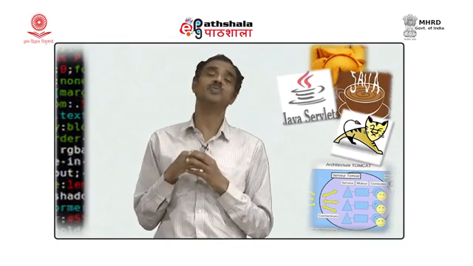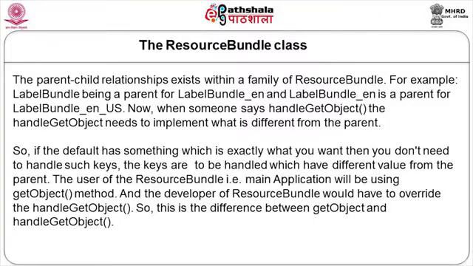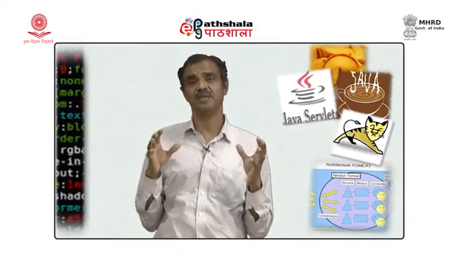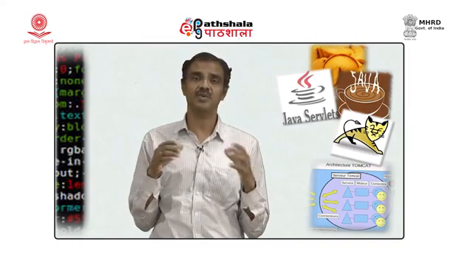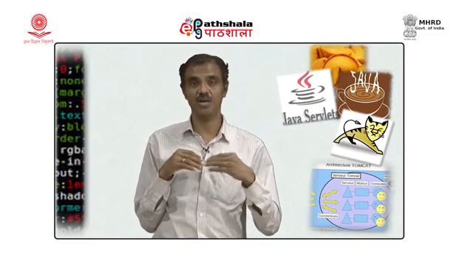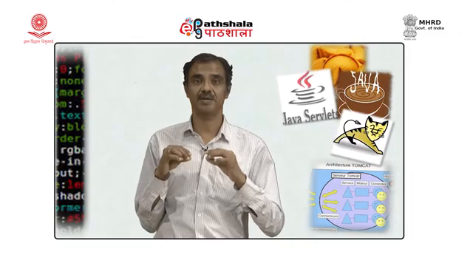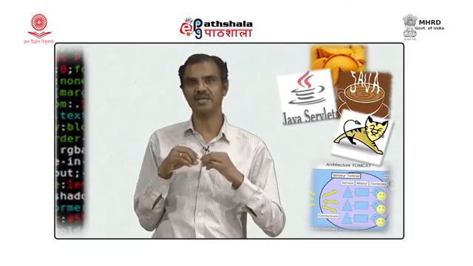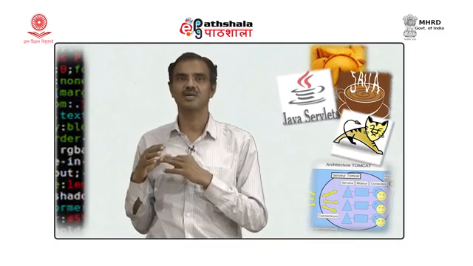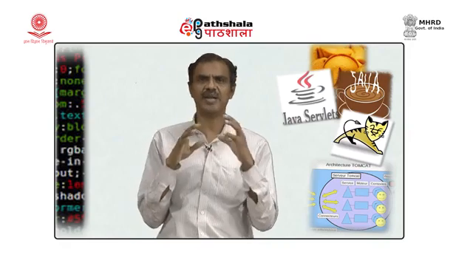To understand the difference, these resource bundles have a parent-child relationship. This relationship exists within a family of resource bundles. For example, you have LabelBundle being a parent for LabelBundle_en, and LabelBundle_en is the parent for LabelBundle_en_US. So this is the parent-child relationship.